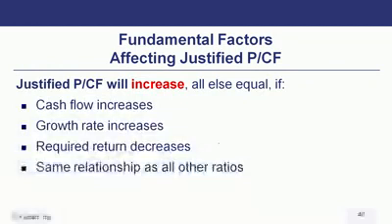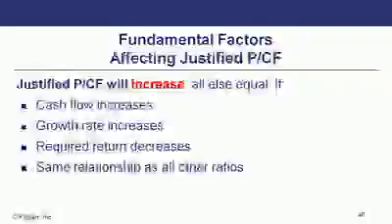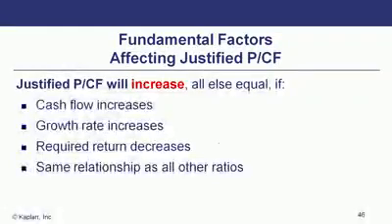So for the fundamental factors that are affecting justified price to cash flow, the justified price to cash flow will increase, everything else being equal, if cash flow increases, if the growth rate increases, or if the required rate of return decreases. And it's essentially the same relationship as all other ratios.